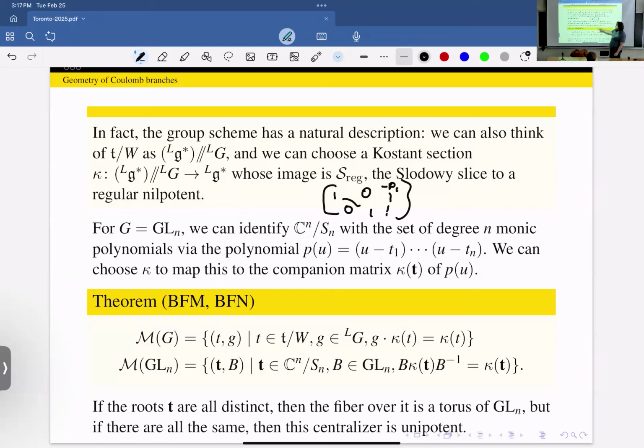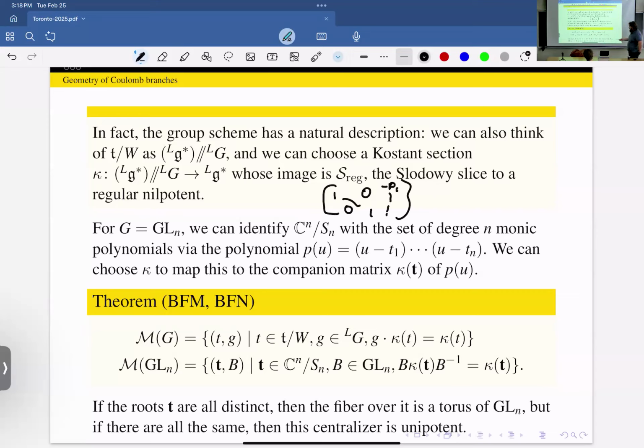So, right, that means I'm thinking of this quotient of Cn mod Sn as the degree n monic polynomials, where the elements of Cn are the roots. And so modding out by Sn is just only remembering the polynomial and not which root is which. So in general, MG is: I look at an element of T mod W, I look at this constant section, and then I look at the centralizer, or the stabilizer in the coadjoint action, of this constant section.